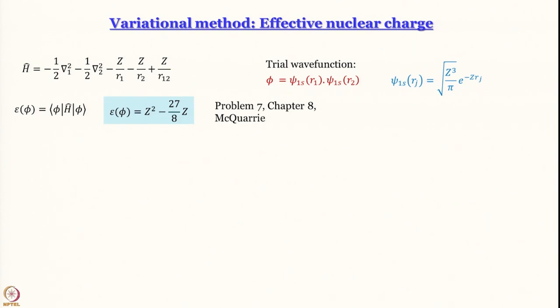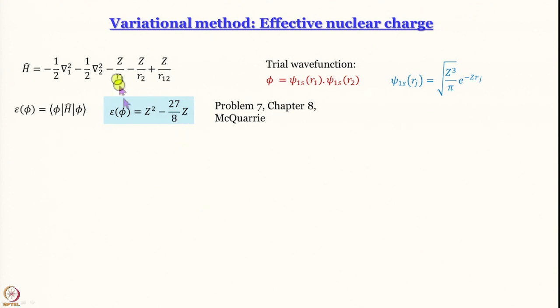What we will do is, well, even before that, when we talked about time dependent perturbation theory, we had referred to problem 6, now we refer to problem 7 of the same chapter. If you work it out, you will get this expression for epsilon of phi: z square minus 27 z by 8, right.